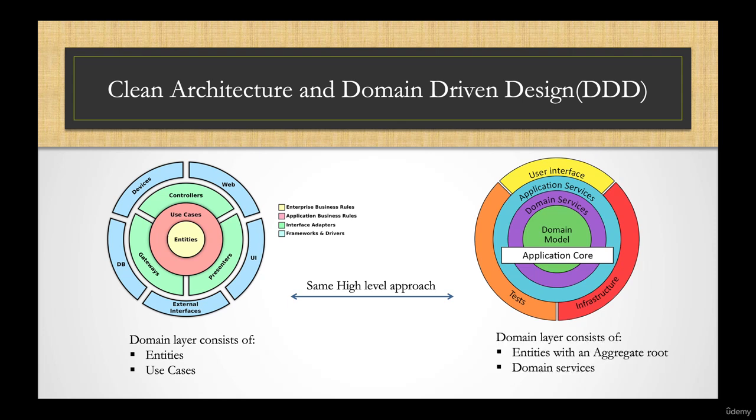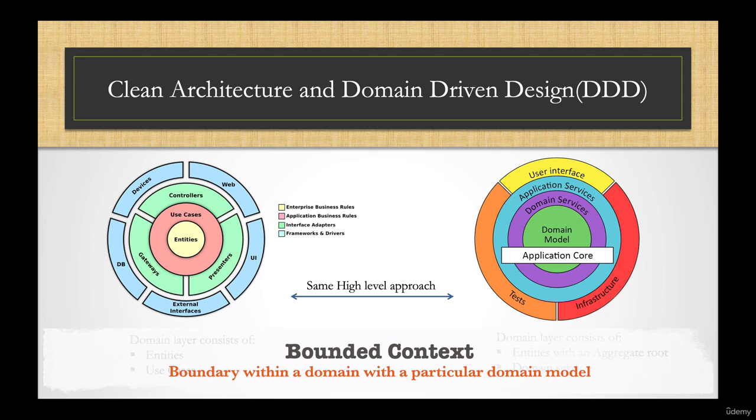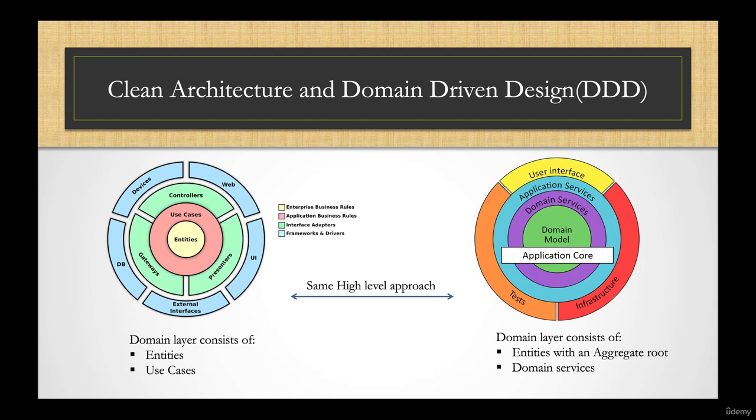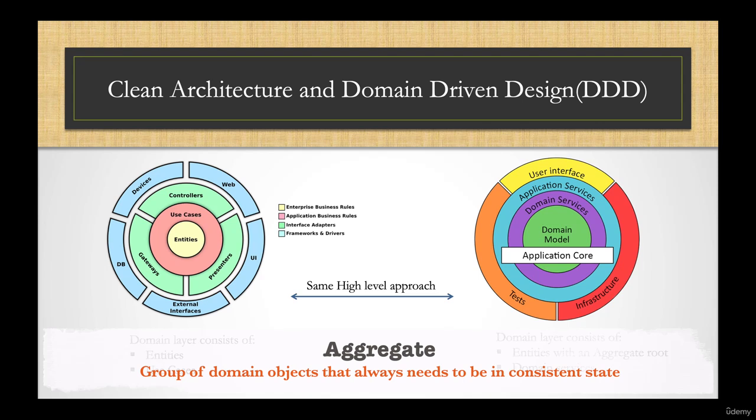In domain-driven design, on the other hand, we still have the entities that have the core business rules, but this time it has additional aggregate and aggregate root concepts. An aggregate root is the main entity that orchestrates the core business rule of the current context. This context is called a bounded context. An aggregate is a group of business objects which always need to be in a consistent state.